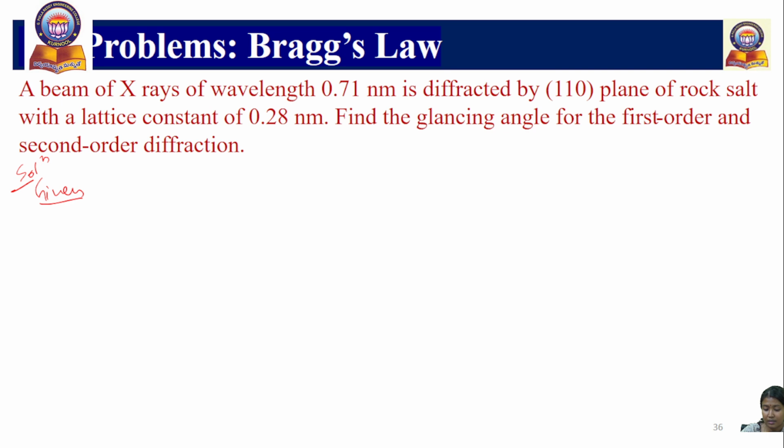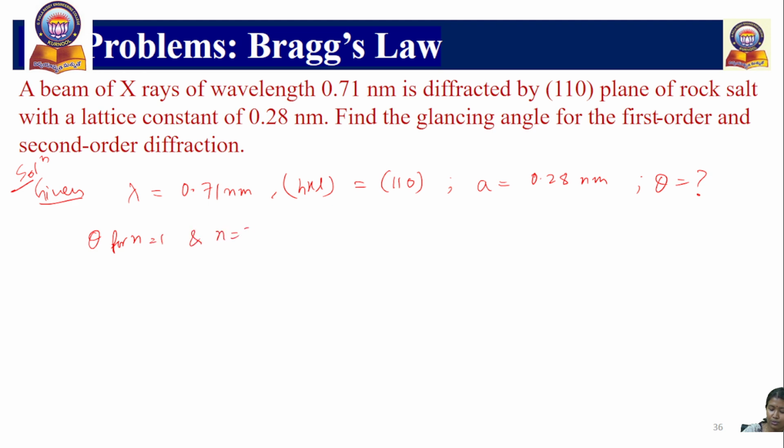So let us write the given: a beam of X-ray of wavelength lambda, 0.71 nanometer, is diffracted by the plane with HKL values 110 of rock salt with a lattice constant a of 0.28 nanometer. Find the glancing angle for the first order and second order diffraction. The glancing angle is theta. Theta for n equals 1 and n equals 2. n is nothing but the order of diffraction.